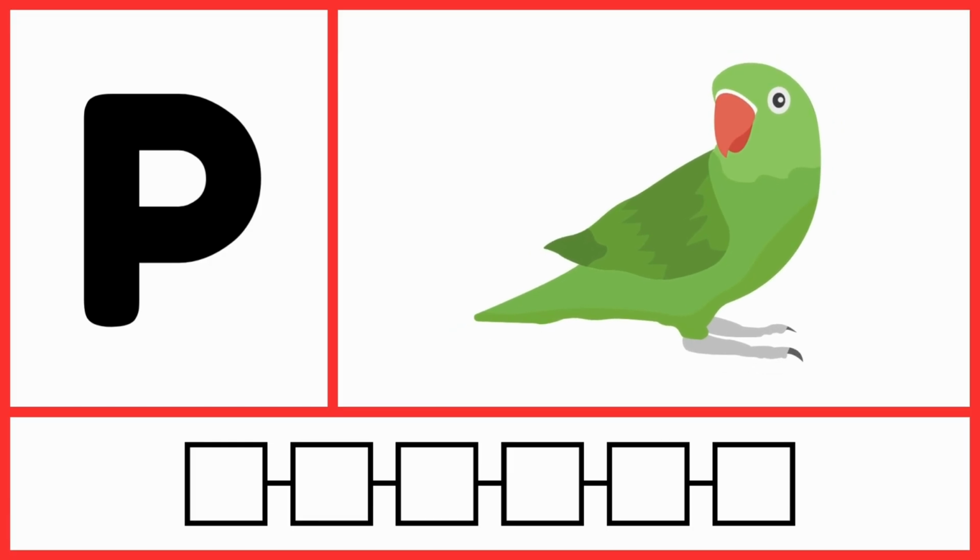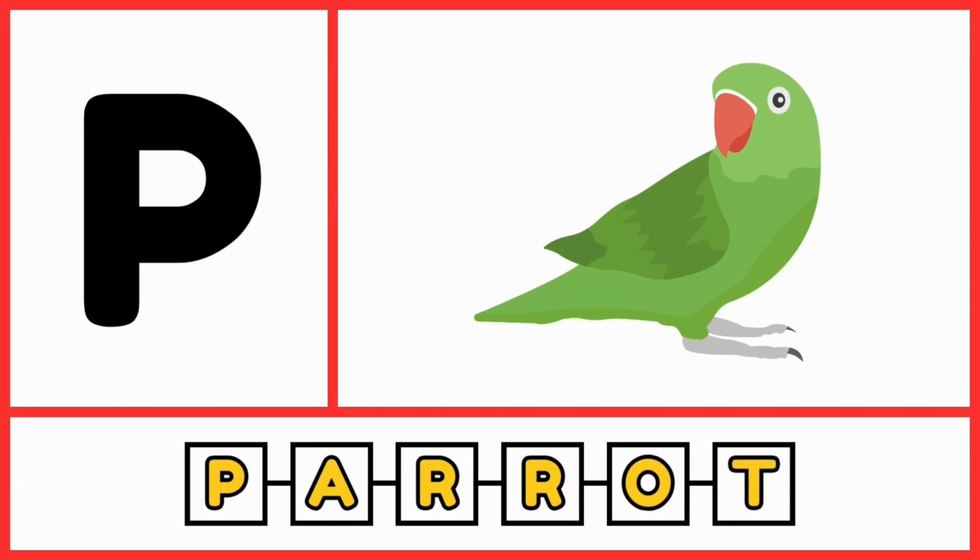Let's spell it. P, A, R, O, T. P is for parrot.